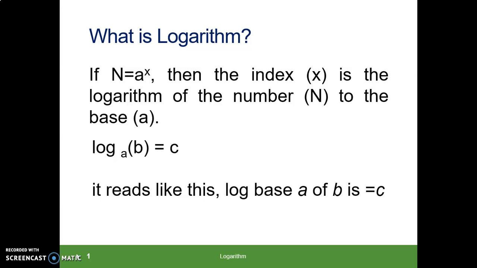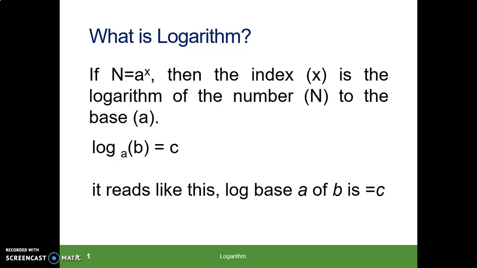In this video, we will see what a logarithm is. If n is equal to a raised to x, then the index x is the logarithm of the number n to the base a. It reads like this: log base a of n is equal to x.